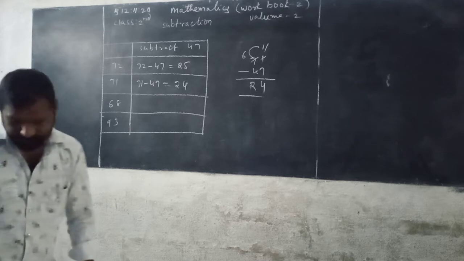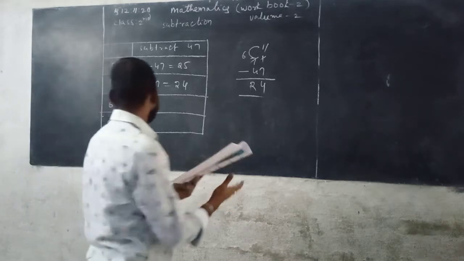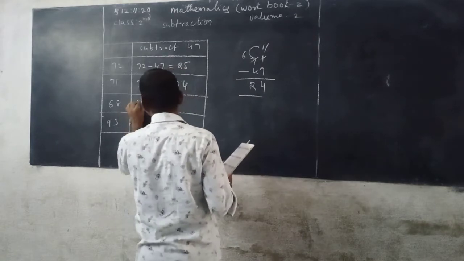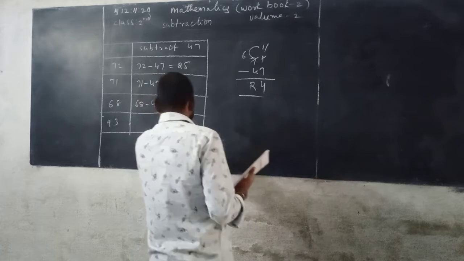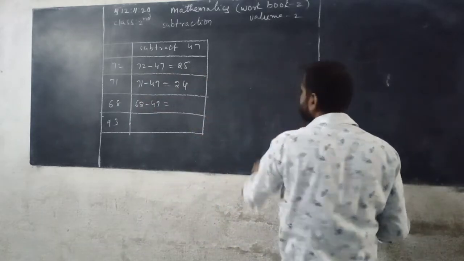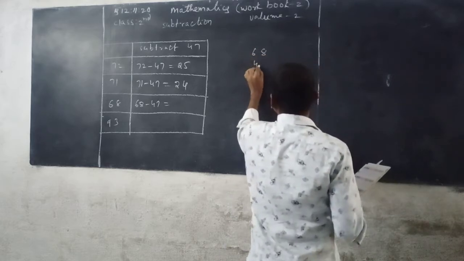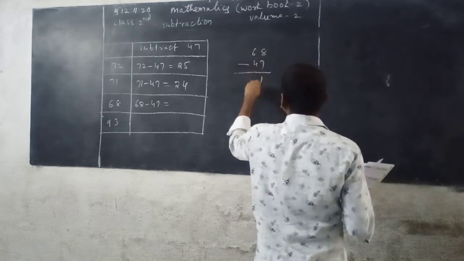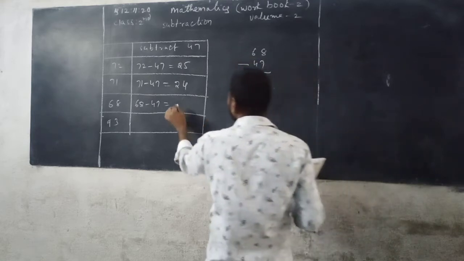Next one is 68 minus 47. 68 minus 47. 8 minus 7, 1. 6 minus 4, 2. So you can get 21.